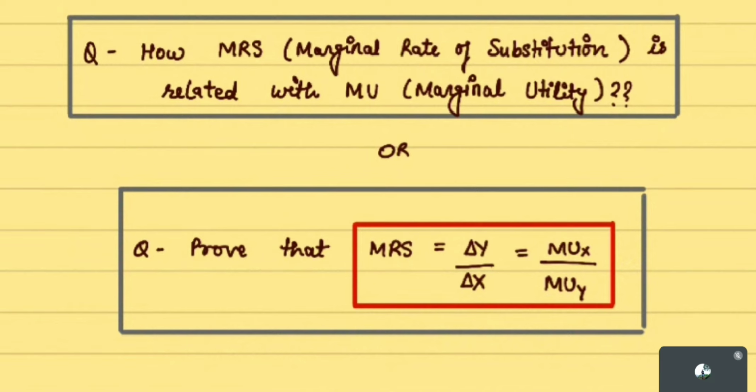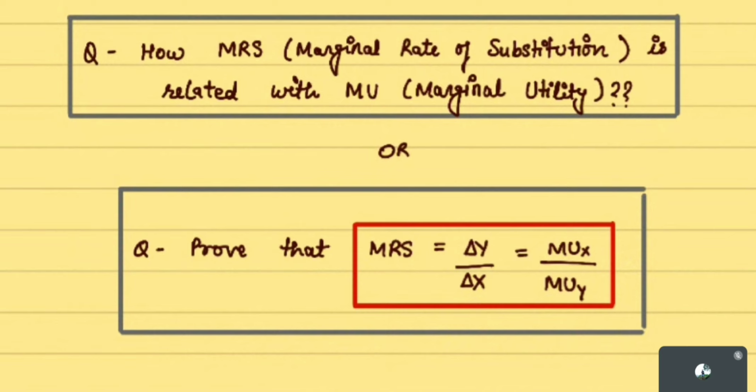We often get confused about how this MRS is equal to the ratio of the marginal utilities for good X and good Y, or sometimes you are asked how this marginal rate of substitution is related to marginal utility, because this MRS represents the slope of the indifference curve. तो वहां पे ये marginal utility का concept कहाँ से आ जाता है? So we are going to solve this confusion in this video. We are going to clear that.